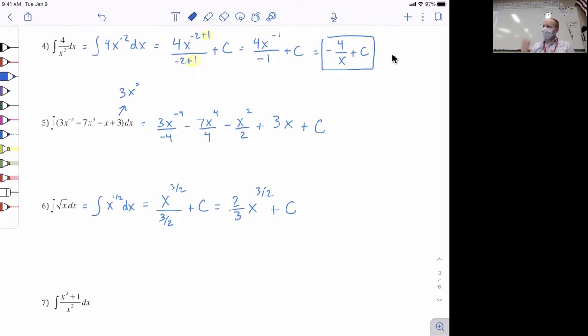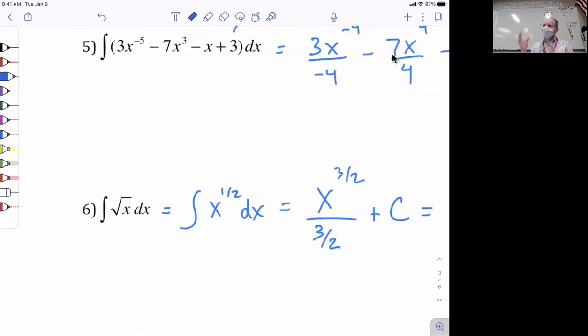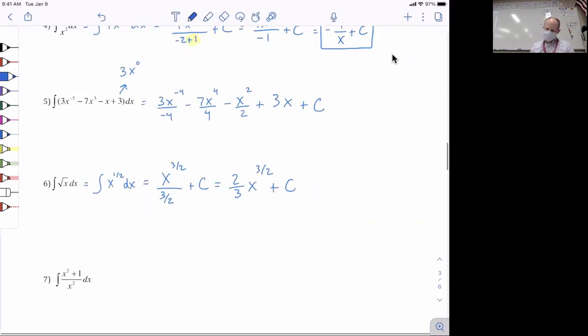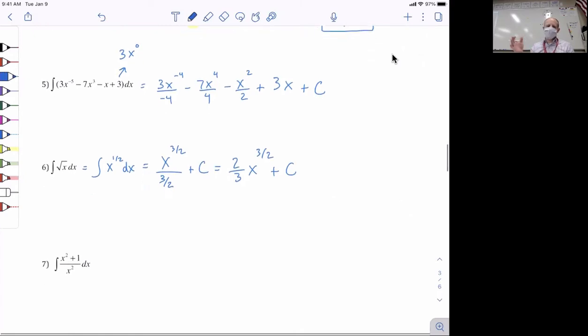All right, so hopefully the process is feeling a little bit natural at this point. Add one to the exponent, divide by that new exponent. If there isn't an exponent to begin with in the integrand, you have to rewrite it so that there is, and then just simplify, clean things up at the end.